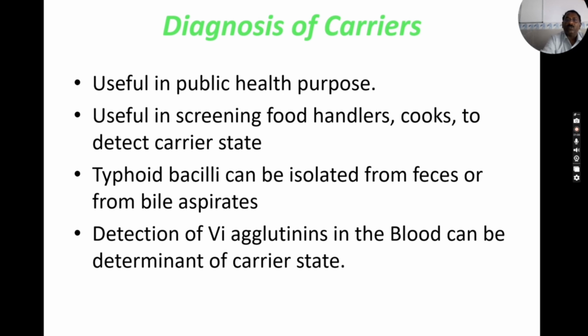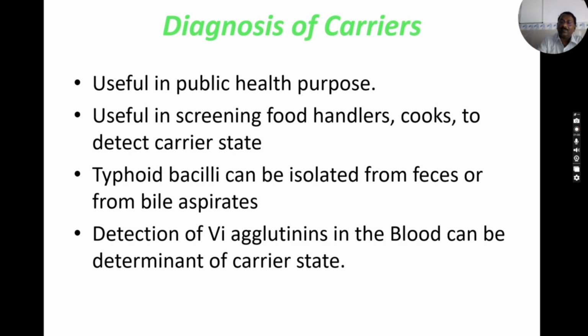So the diagnosis is useful for public health purposes because we want to control the other population, other people, so that typhoid fevers do not occur. So it is useful in screening food handlers and cooks to detect the carrier state. It can be isolated from the feces and from the bile aspirates. Detection of the Vi agglutinins in the blood can be determinant of the carrier state.